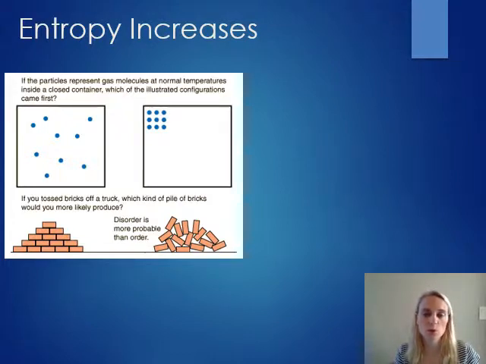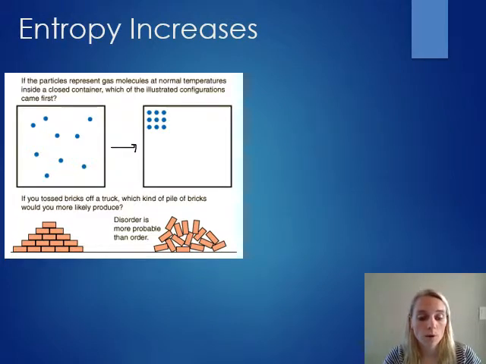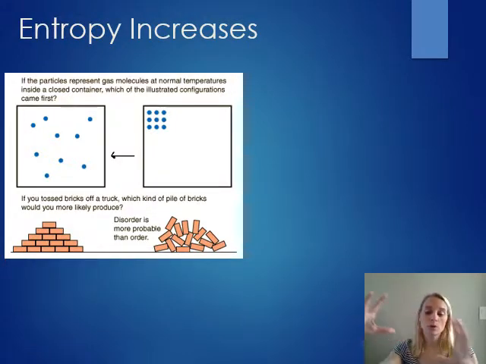All right, so here are some visual representations of this idea of entropy. In the top part, we have a couple of boxes of little blue dots. It says, if the particles represent gas molecules at normal temperatures inside a closed container, which of the illustrated configurations came first? If I were to write a time arrow, would we be going in this direction, where all of the gas molecules that are spread around come together after a period of time, or in this direction, where all of the concentrated gas molecules spread out?